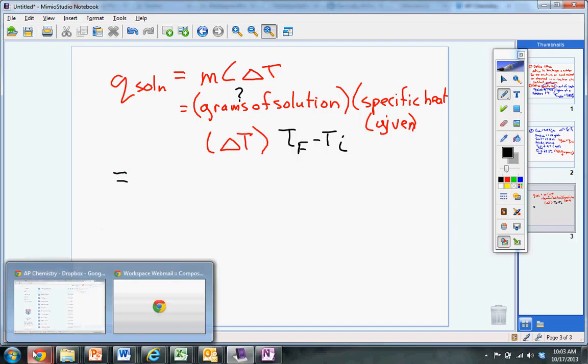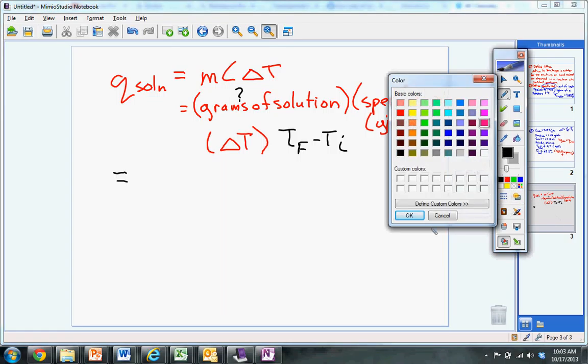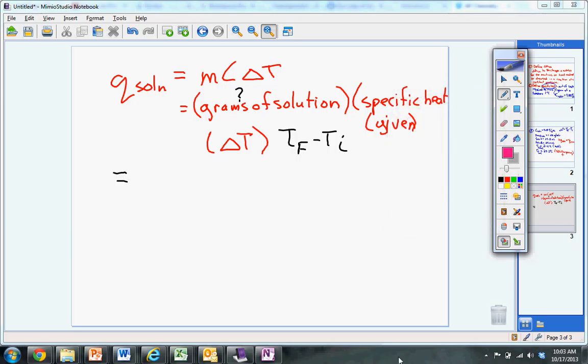Now, what else do I need to add to this? I said heat gained is heat lost. Hello, thermodynamics. What is it? Negative. So I'm going to put a negative here so you don't forget it. Now, what happens if my final temperature was less than my initial? What would the answer become?